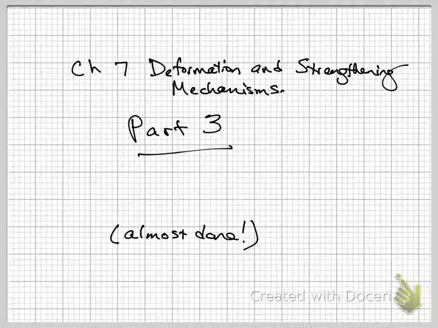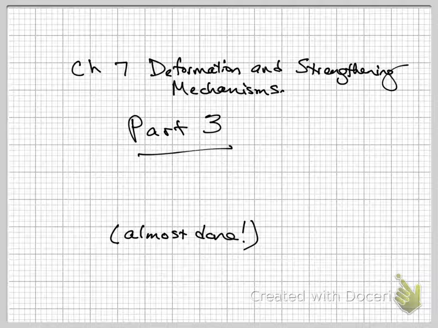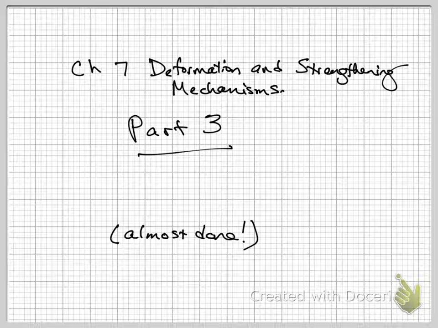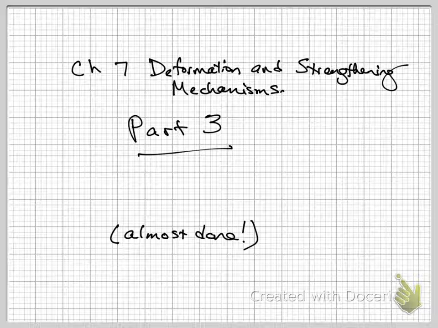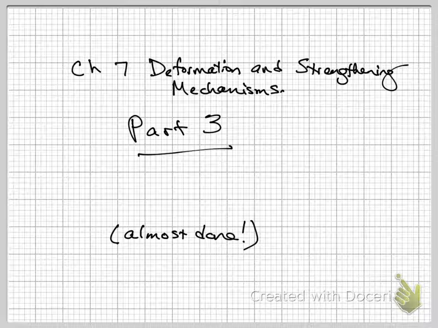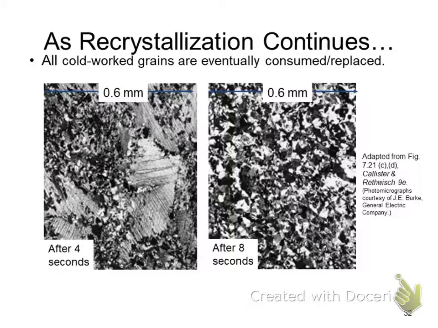This is part 3 and the final part to Chapter 7, Deformation and Strengthening Mechanisms. I cut myself off at the end of part 2, so I'm going to pick up back where that slide was. We were in the middle of looking at the 3 stages of annealing.